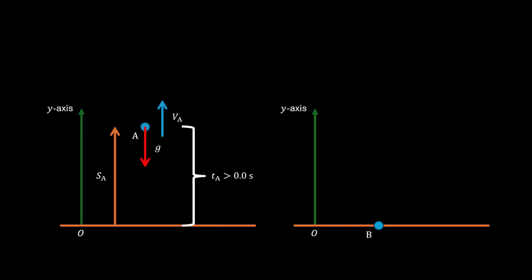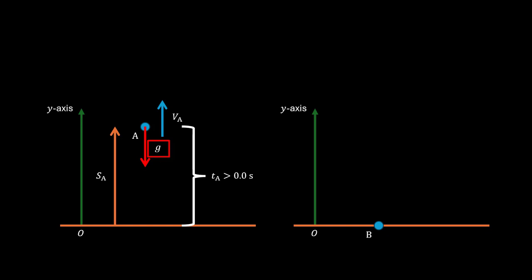Now, we are at an instant later where t subscript A is greater than 0.0 seconds. Ball A is at a displacement S subscript A vertically upwards from the point of projection, and it is moving with velocity V subscript A vertically upwards. Although the ball is moving vertically upwards, it is accelerating vertically downwards at a value equal to the acceleration of free fall. This is a very important point.